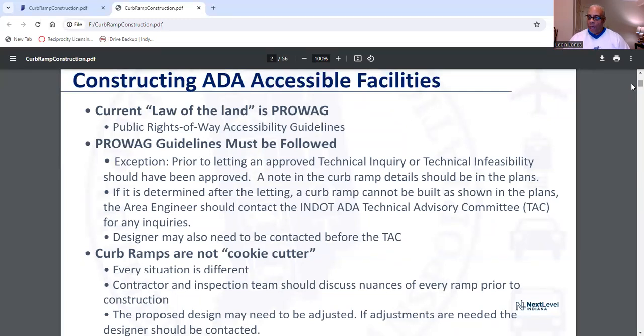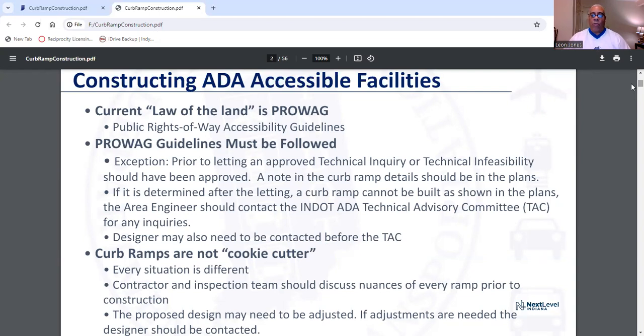What does PROWAG stand for? PROWAG stands for Public Rights of Way Accessibility Guidelines. Public Rights of Way Accessibility Guidelines. And PROWAG guidelines must be followed. Now, there is an exception. Prior to letting, an approved technical inquiry or technical infeasibility form should have been approved. Now, I just showed you what a technical infeasibility form was.